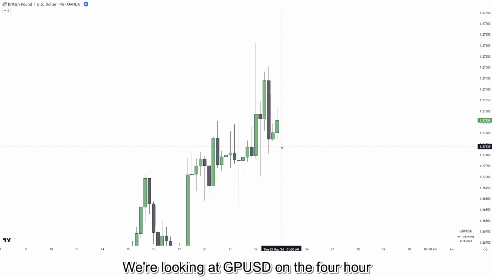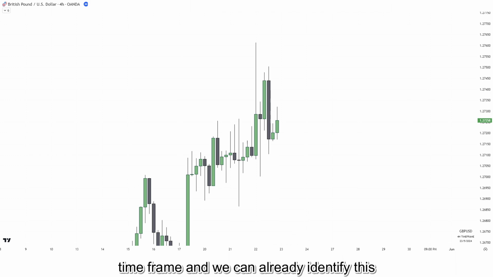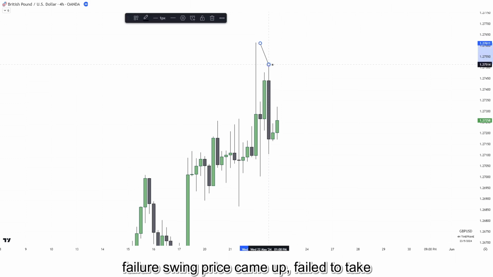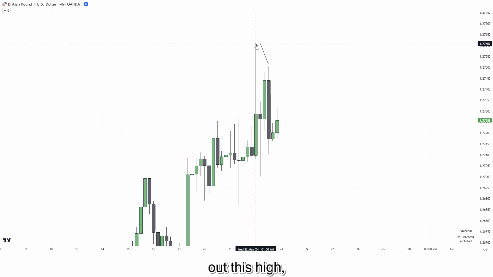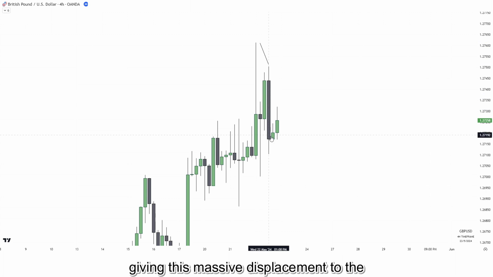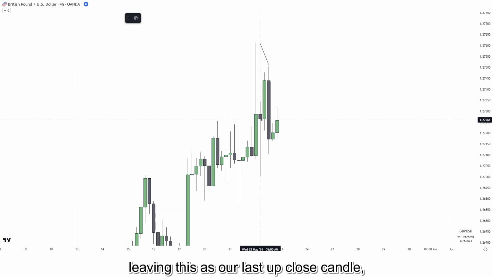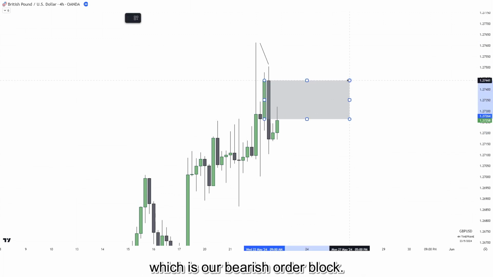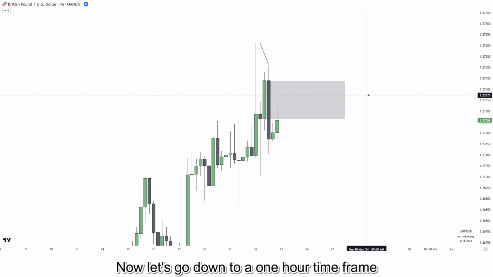We're looking at GBPUSD on the 4-hour time frame, and we can already identify this failure swing. Price came up, failed to take out this high, giving this massive displacement to the downside, leaving this as our last up close candle, which is our bearish order block. Now let's go down to the 1 hour time frame and see if we can get more precise.